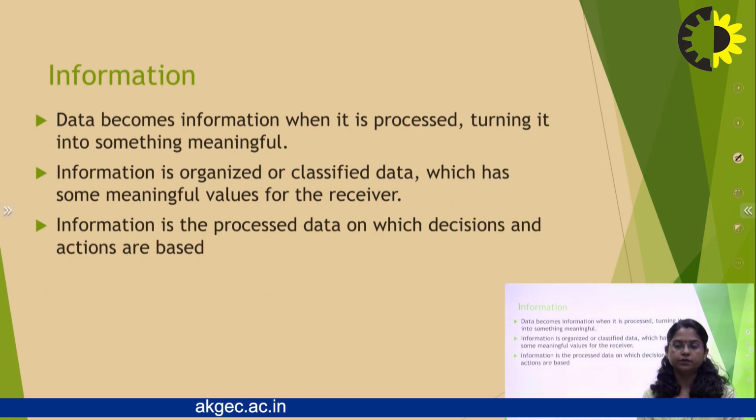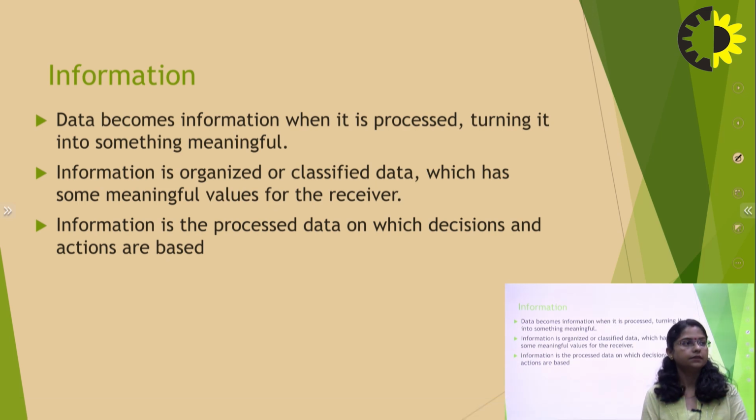Next, information. By using data, by retrieving data, we make information. How? Data becomes information when it is processed, turning it into something meaningful. When data becomes meaningful, that becomes information. So, information is organized or classified data which has some meaningful value for the receiver. And information is processed data on which decisions and actions are based.